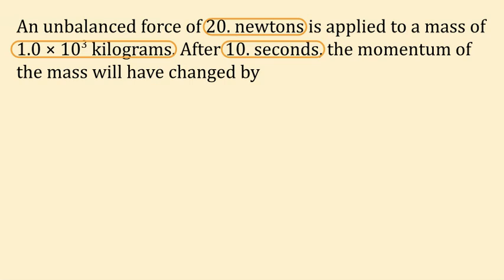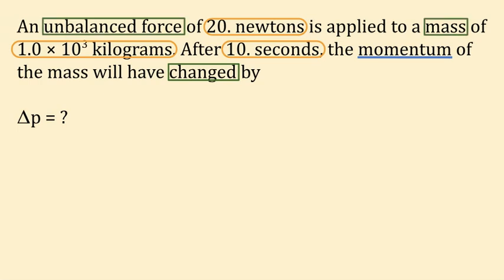So I'm going to circle the numbers, and they gave me 3 numbers. I'm being careful to circle both the numbers and the units. Then I'm going to underline the unknown, and I'm going to box some keywords. So the first thing that jumped out at me was they're asking me to find the change in momentum because of this word changed. So instead of just writing P equals question mark, I'm going to write delta P equals question mark to show that I'm solving for the change in momentum.